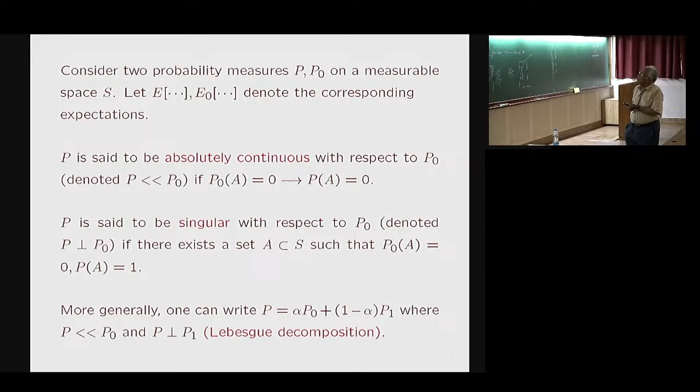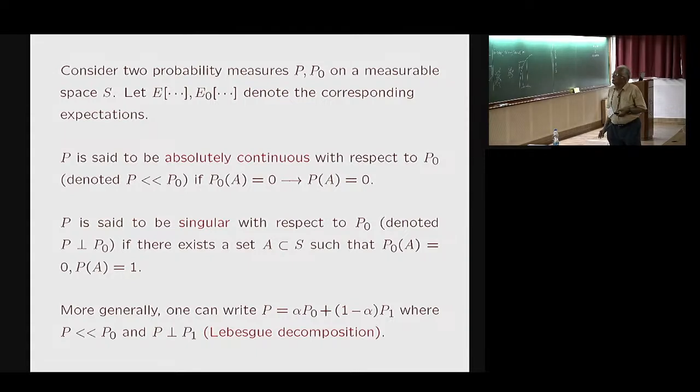Let P and P naught be two probability measures, and I denote by E and E naught the corresponding expectations. Say that P is absolutely continuous with respect to P naught, and this is the notation, if P naught of A is 0 implies P of A is 0. That means what's impossible under P naught must be impossible under P. P is said to be singular with respect to P naught, denoted by this perpendicular symbol, if there's some set A such that P naught of A is 0 and P of A is 1. So they sit on two disjoint sets.